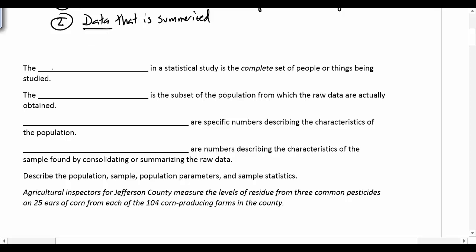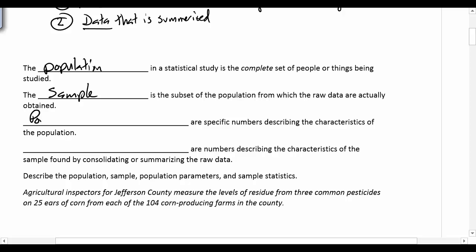The population in a statistical study is the complete set of people or things that are being studied. So that's the thing we actually want to get information about: what is everyone thinking? What is everyone doing? Now, it's not so easy to collect information about everyone, so sometimes we ask about a smaller group, and the sample is the subset of the population from which raw data are actually attained. Sample is the group that we actually physically collect data on, and then theoretically we take that smaller group's information and generalize it to the population.